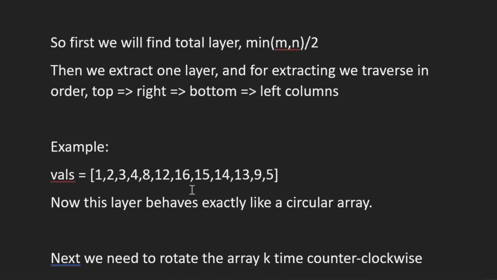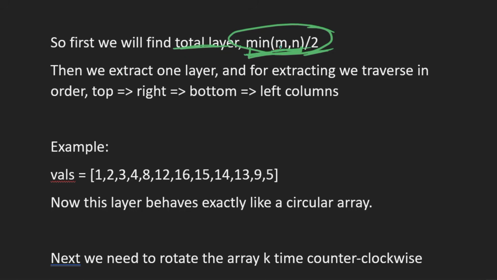So first we'll find the total number of layers. The total number of layers will be the minimum of the number of rows and the number of columns, and then divide that minimum value by 2. So that will be the total number of layers, right?